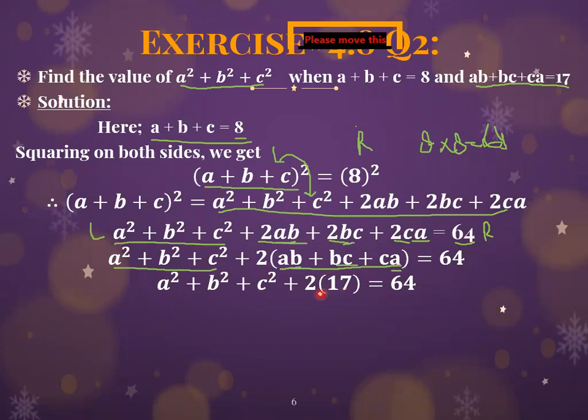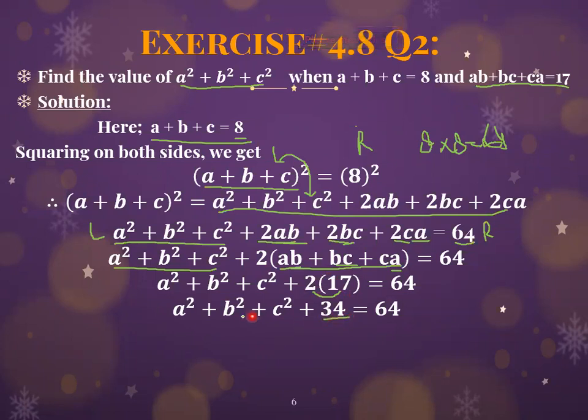Now, in the next step, you are going to multiply this 2 by 17. When you multiply 2 by 17, it will be equal to 34. So a square plus b square plus c square plus 2 multiplied by 17, which is 34, equals 64. Understand? Now, what is your question? You have to find out this a square plus b square plus c square.